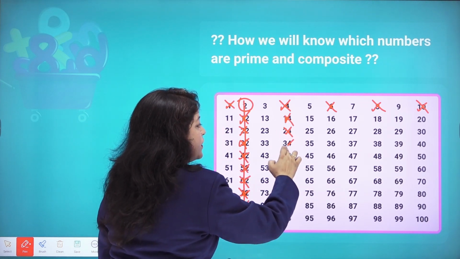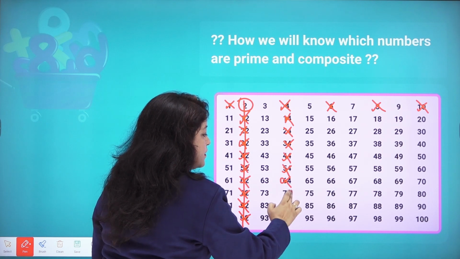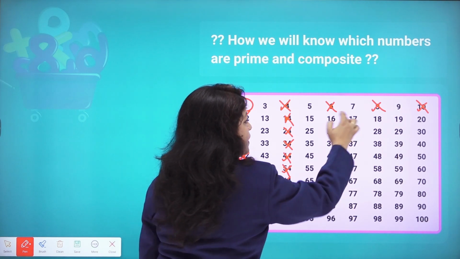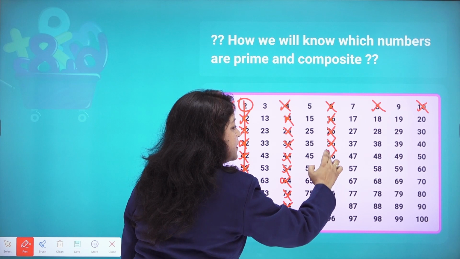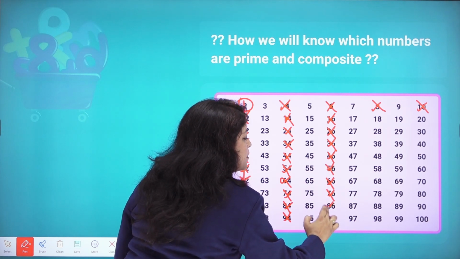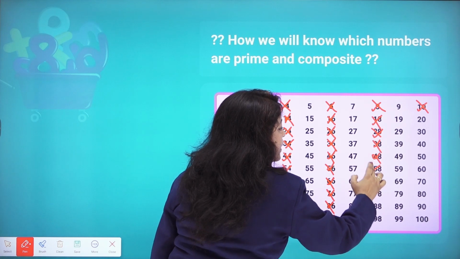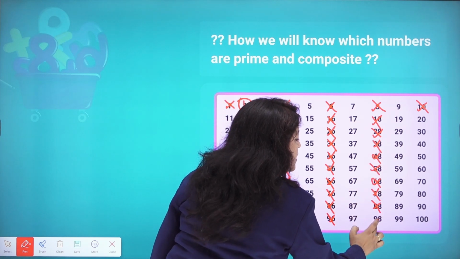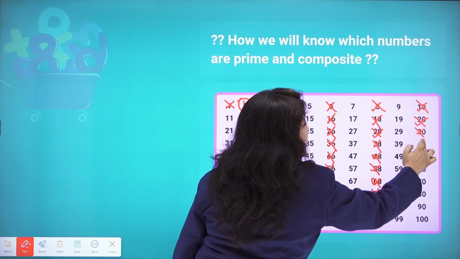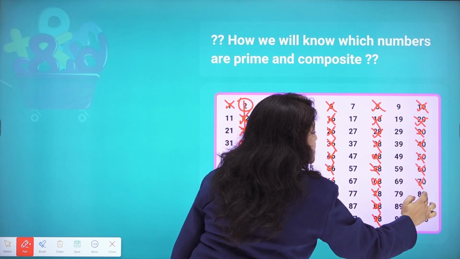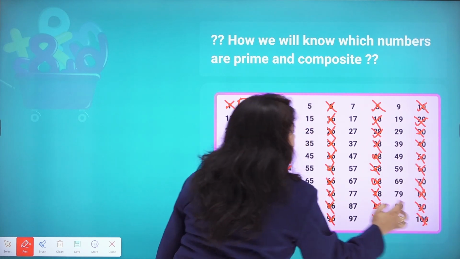Similarly, here we will cancel all the numbers. Again 16, 26, 36, because they are all multiples of 2. You'll try it on your own further. Then you will encircle the next prime number. What is the next prime number? Let's see, the number 3.